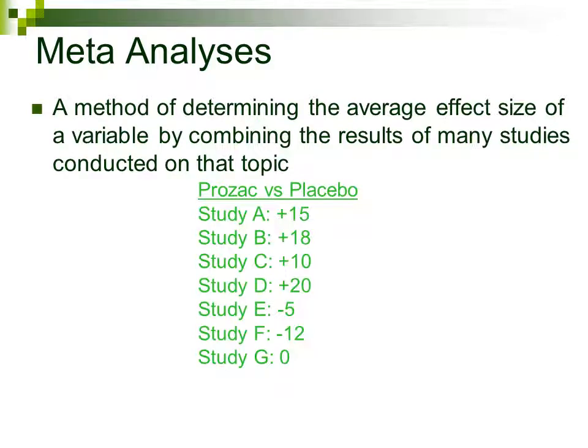And let's say these are the results for 7 studies on this topic. So studies A through D find an advantage for Prozac versus placebo. So people who are given Prozac have lower depression scores than those given a placebo. Studies E and F find an advantage for the placebo, and study G finds no difference between groups given Prozac and a group given a placebo. What a meta-analysis does then is to essentially combine these effect sizes or differences to find the average effect size.